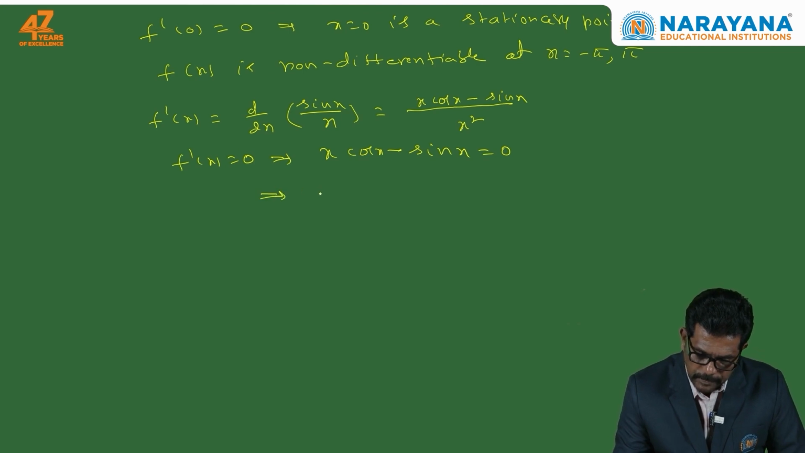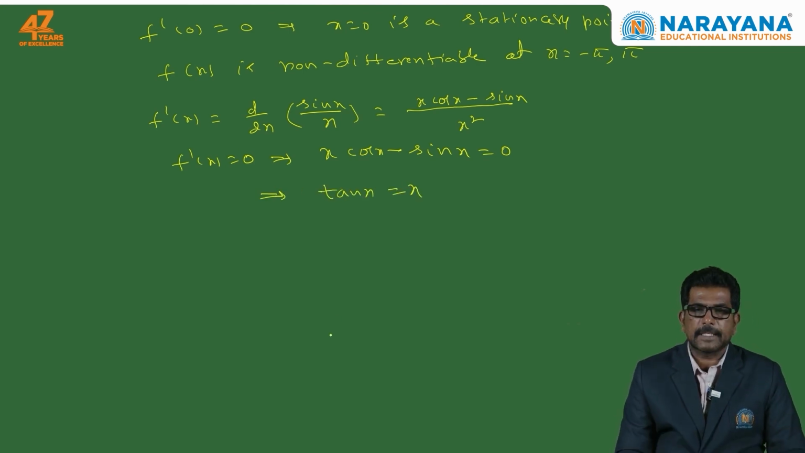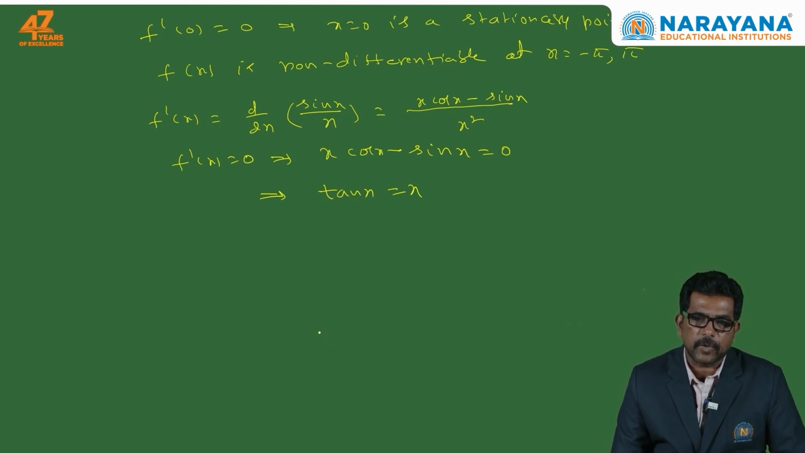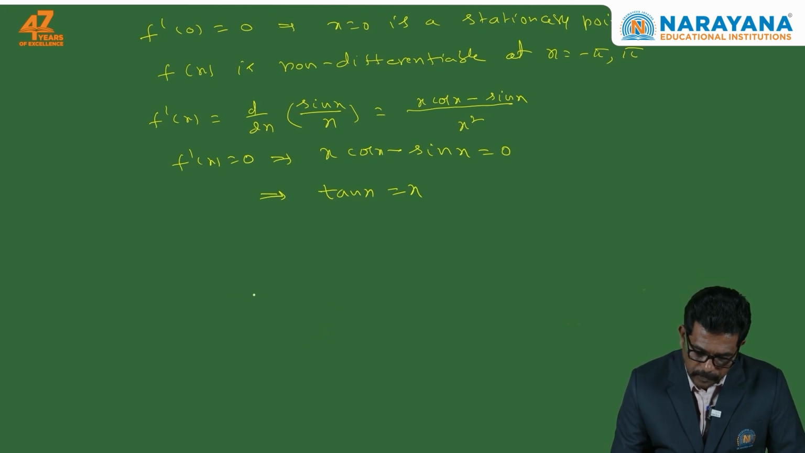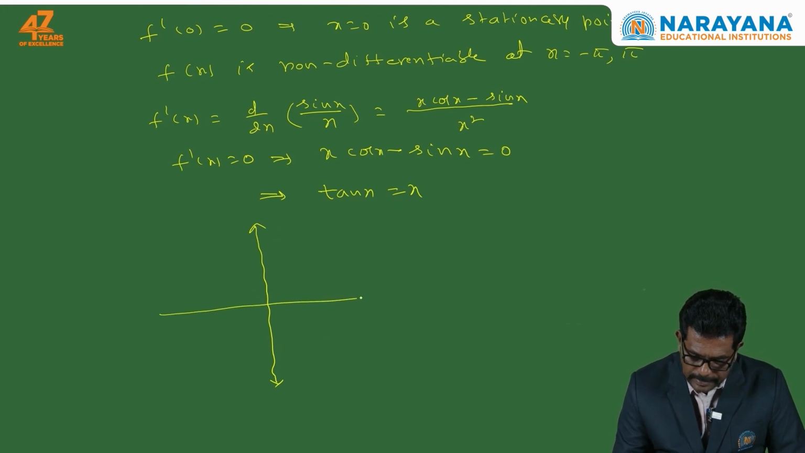From this, tan x is equal to x. F dash of x is equal to 0 means tan x is equal to x. Now, how many solutions does it have in the interval minus 2 pi to plus 2 pi? That we are going to check, by using the graph. See there, I am going to draw the graph of tan x is equal to x.